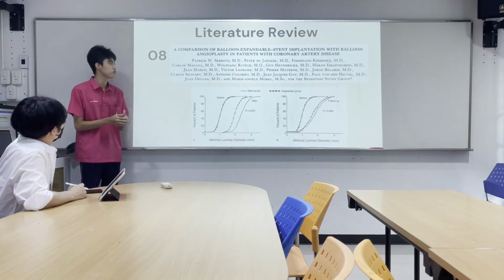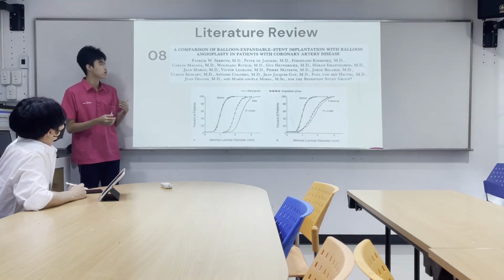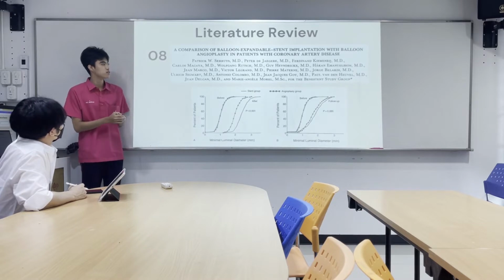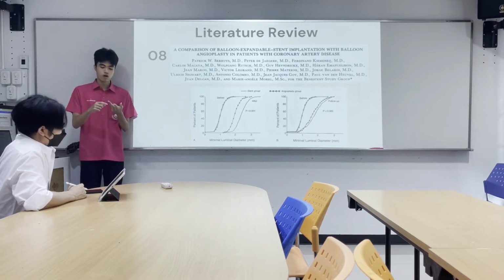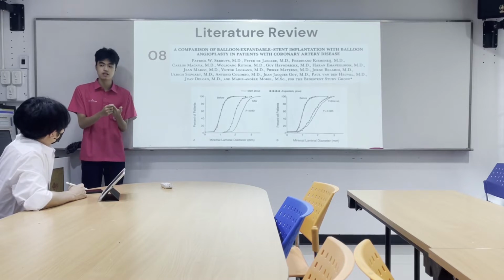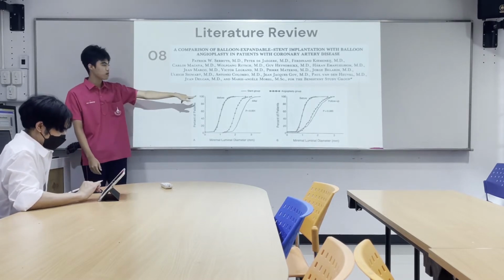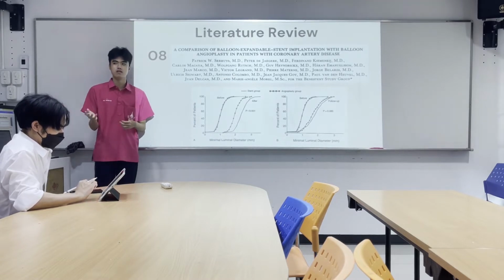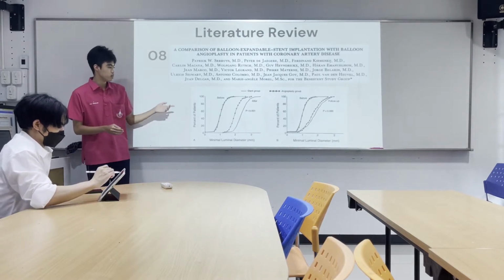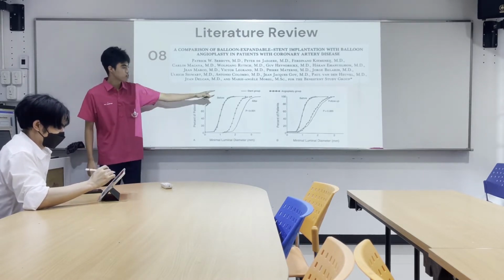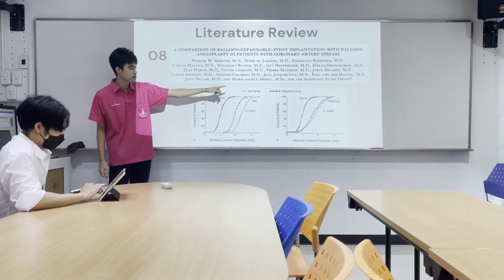In this section, number 8, we will be talking about a comparison of balloon-expandable stent implantation with balloon angioplasty in patients with coronary artery disease. Basically, this paper is talking about the stent together with balloon angioplasty, and comparing this with normal balloon angioplasty. They did the experiment with patients in the hospital, and they tracked the luminal diameter. This line is the stent group, and that dotted line is the angioplasty group.